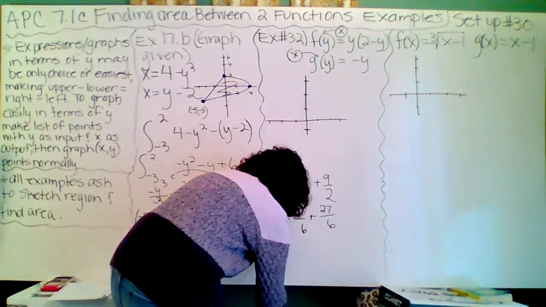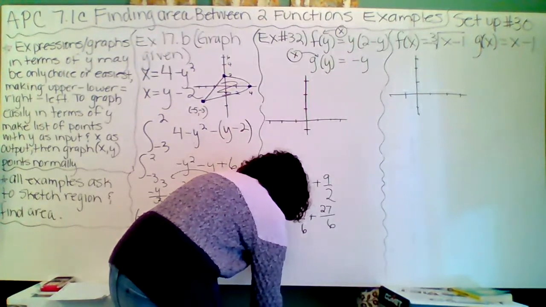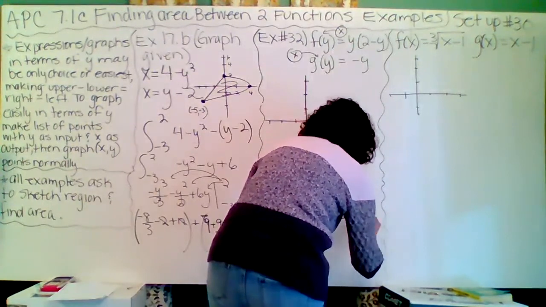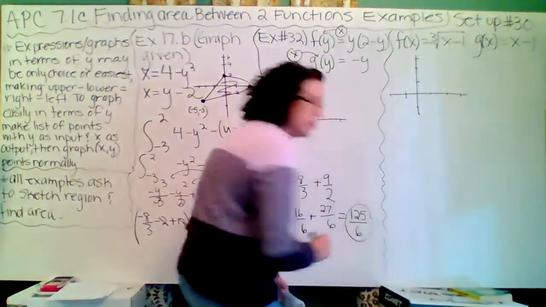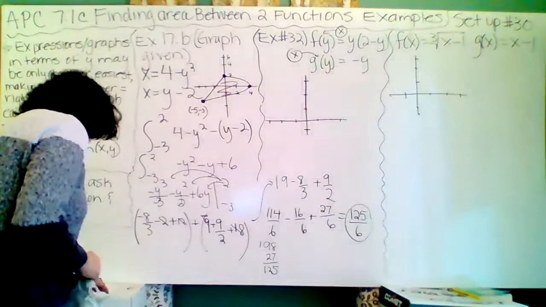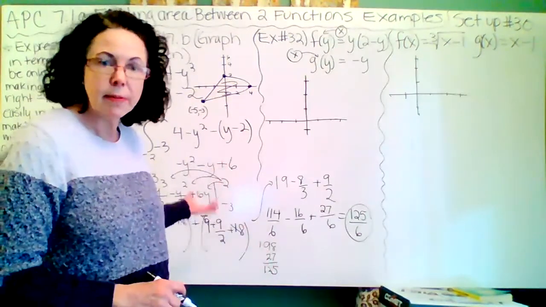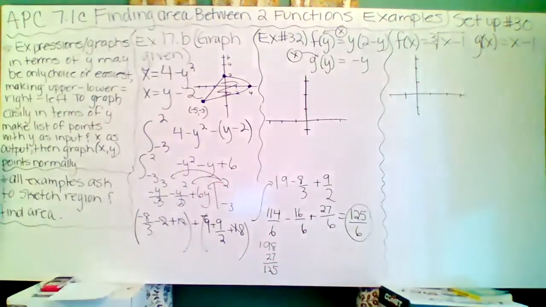Gosh, I wish I felt I could use a calculator. So that's 125/6 is that area. Let me make sure I'm right. Okay, and let me turn off my phone. It is. And of course it's positive, right? Because we did right minus left, upper values minus lower values.